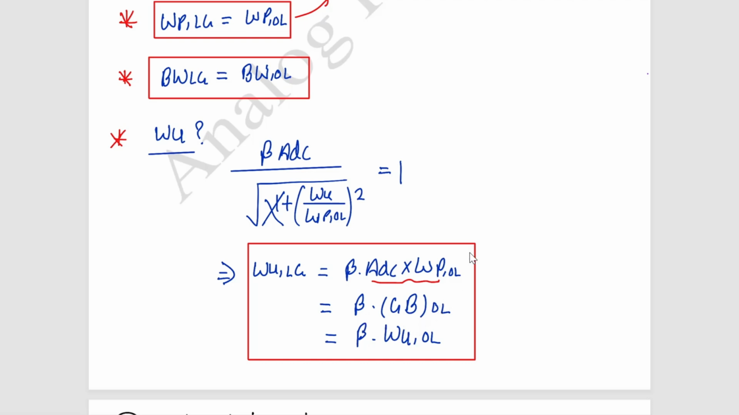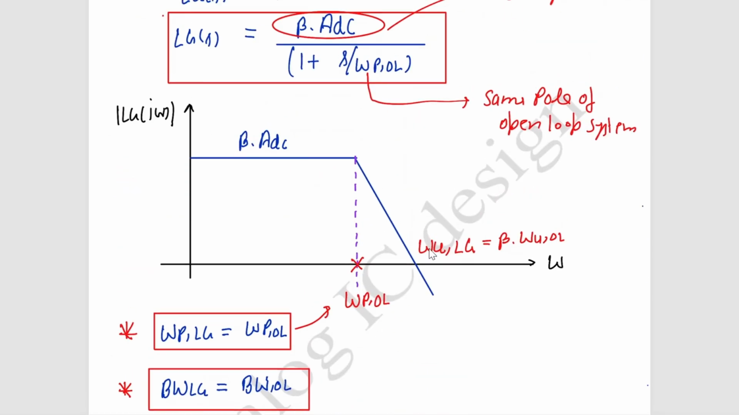This whole term is the gain bandwidth product of the open loop system, or the unity gain frequency of the open loop system. So the unity gain frequency of the loop gain system becomes beta times the unity gain frequency of the open loop system. So many people say that your DC gain is decreasing, so your bandwidth will increase. That's not the case.